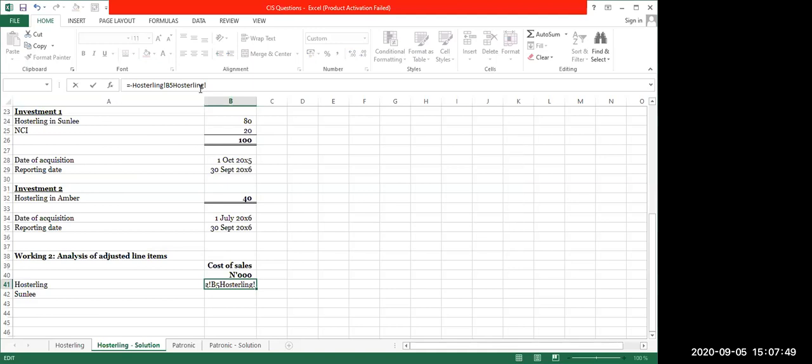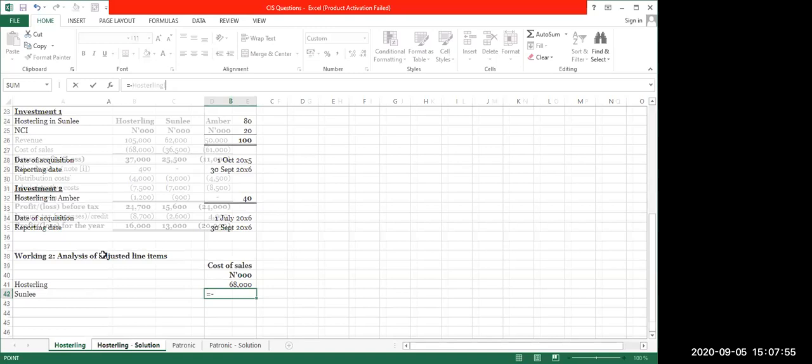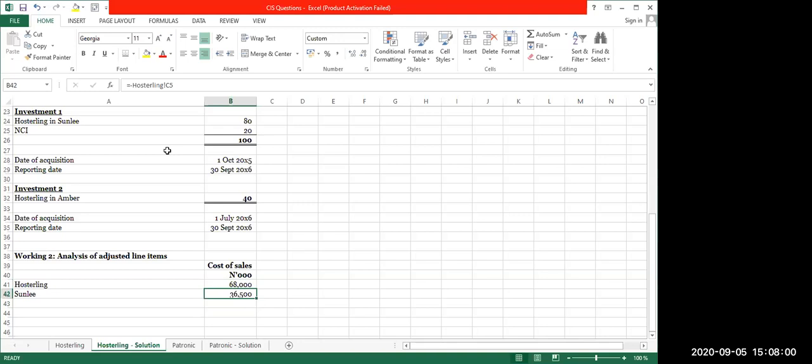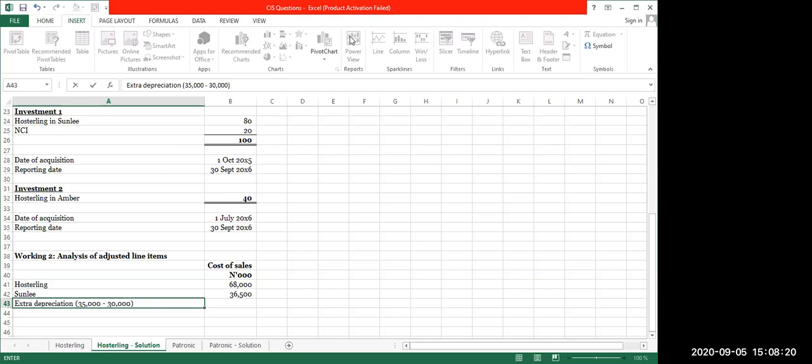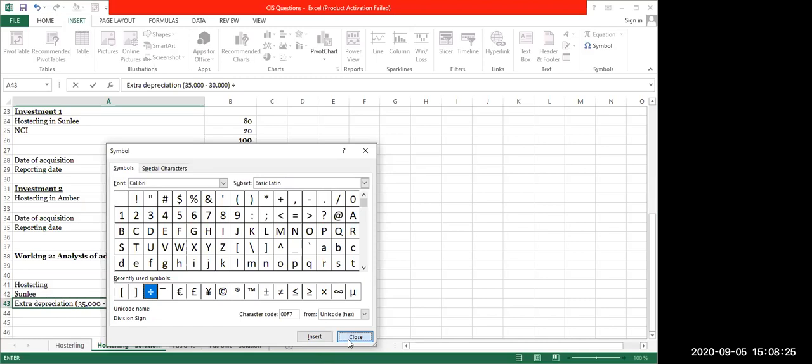I would also pick Sunley's cost of sales from here. Now I want to adjust this cost of sales with the extra depreciation. And how are we getting the extra depreciation? Remember, there was a fair value of 35,000 minus the carrying amount of 30,000, divided by the useful life, which is 5 years.